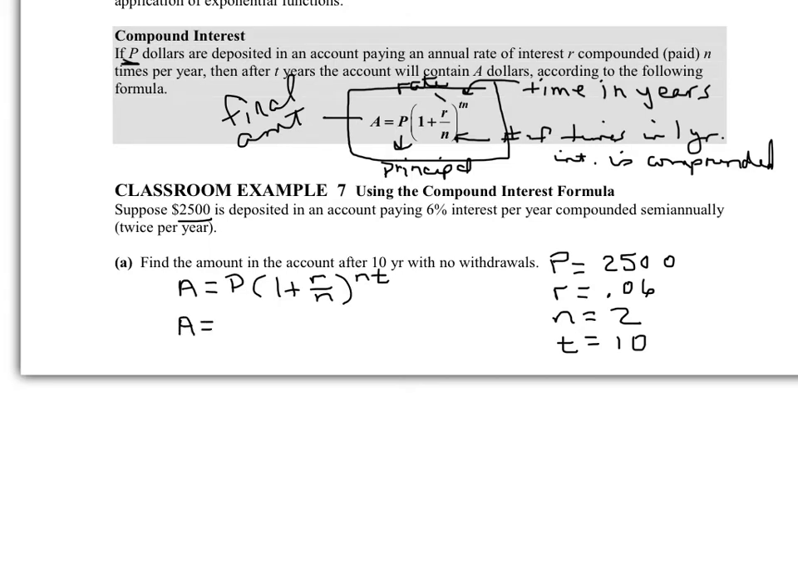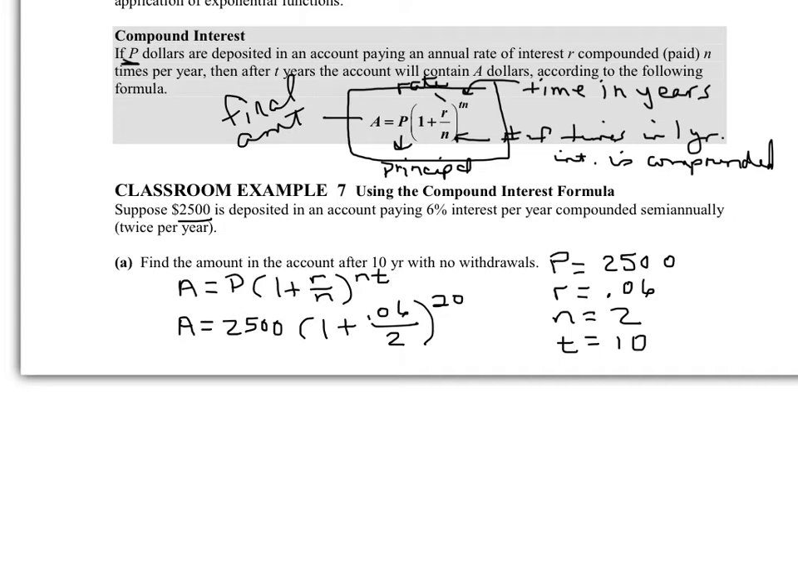And if we plug in, we're going to have 2,500 times 1 plus, the R was 0.06, over the N was 2, and we're going to raise that to the 2 times 10 power, which is going to be 20. And at this point, it's just a matter of going to your calculator. Be sure you enter things carefully. Using order of operations, we know we need to solve for what's in parentheses first.